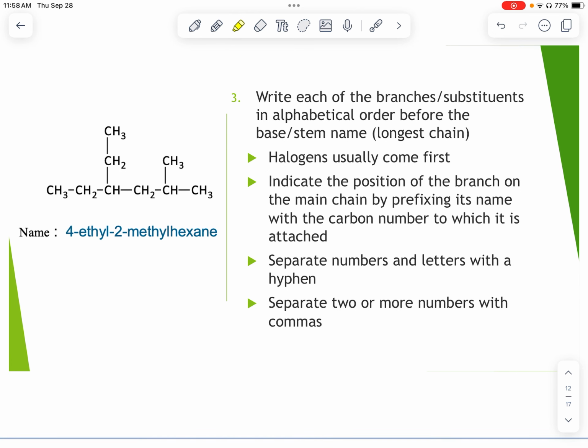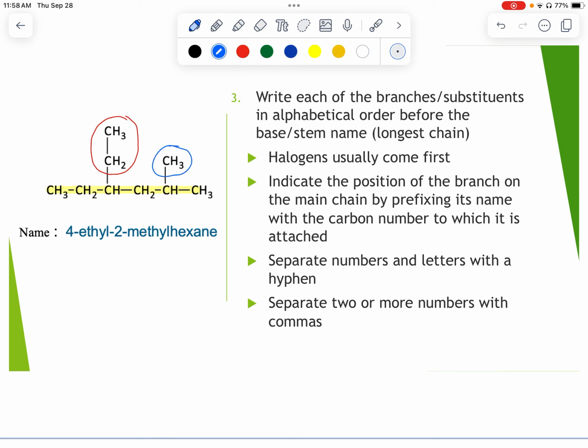Then I like to circle the substituents. So in this example, if I were to look for my continuous carbon chain, 1, 2, 3, 4, 5, 6. Here's a substituent here and a substituent here. Okay, so this red one right here, this is an ethyl group, and the blue one is called a methyl group.